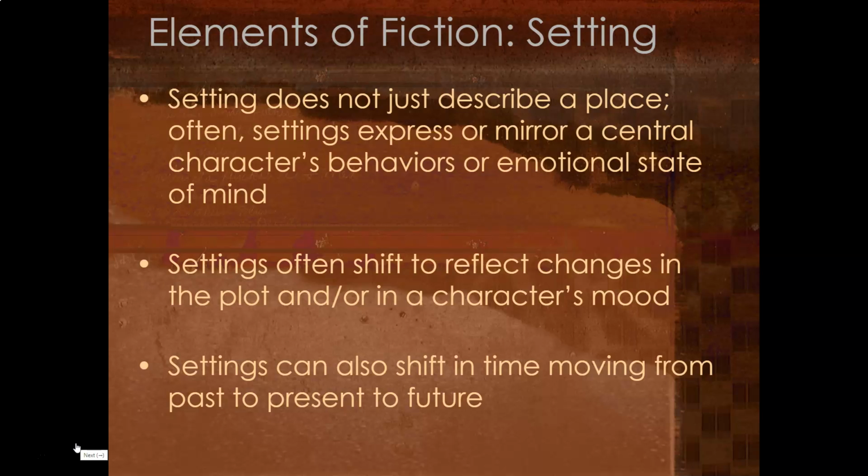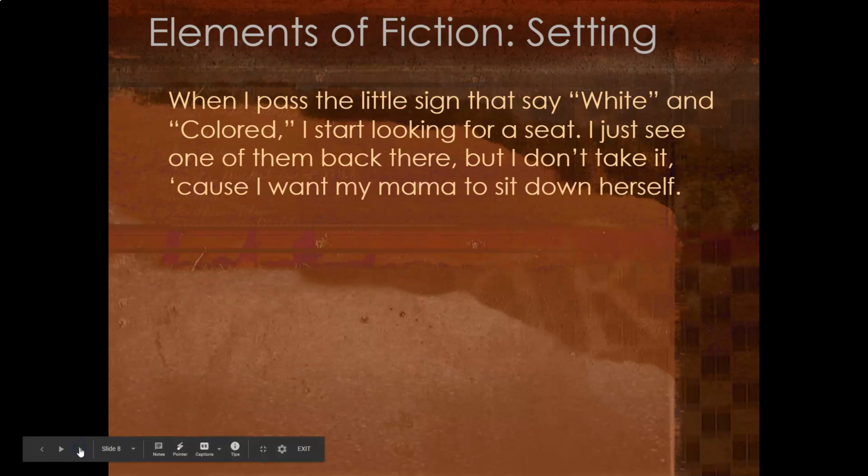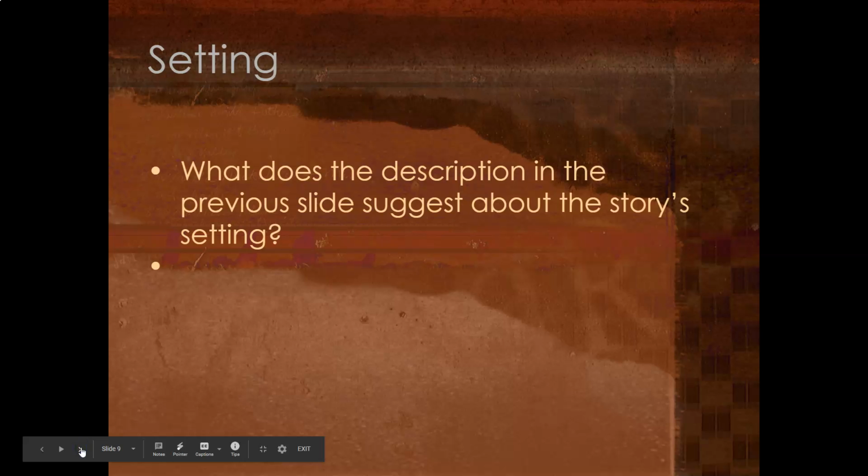So you want to read in terms of looking at not just place, but any shifts in the setting and how those shifts might affect a character and show us some change in a character. In this short example from The Sky is Gray, we note that this helps us understand a specific time frame in which the story occurs, and it gives us a little bit of insight about the characters themselves. So, as you're reading and you find the setting, think about what the description actually has to tell you, not just about place and location, but about the characters.